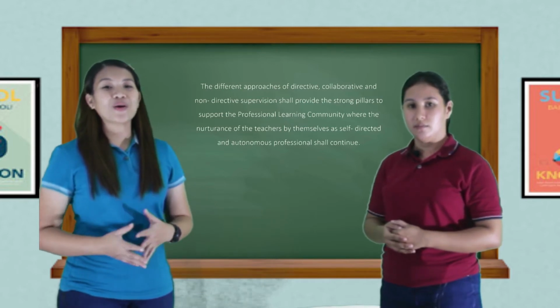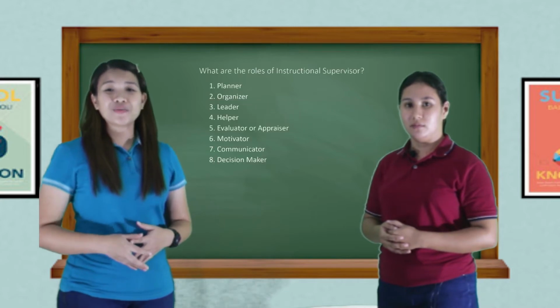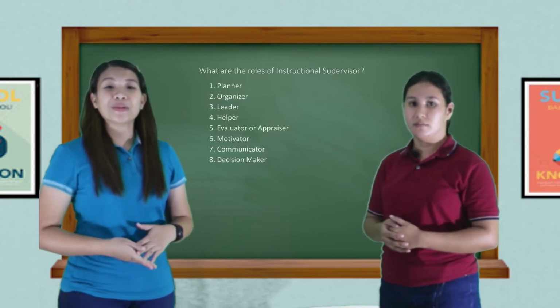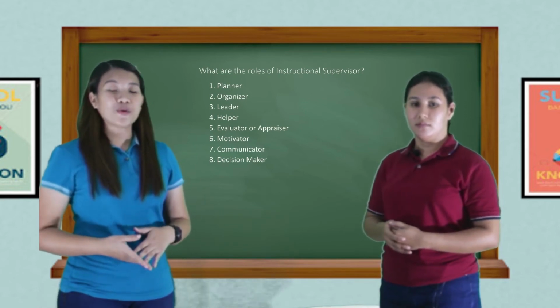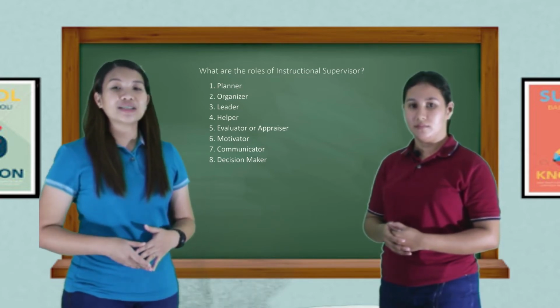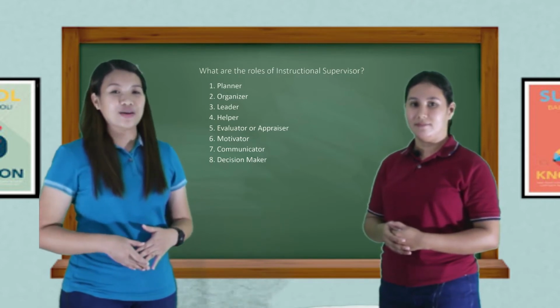And we have the roles of the instructional supervisor. So what are the roles of the instructional supervisor? First, planner; second, organizer; third, leader; fourth, helper; fifth, evaluator or appraiser; sixth, motivator; seventh, communicator; and eighth, decision maker.